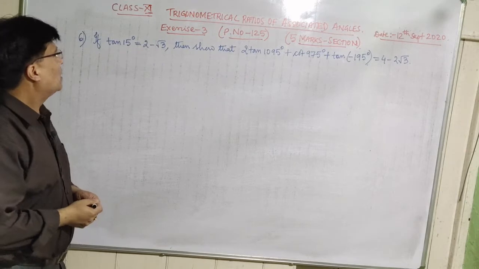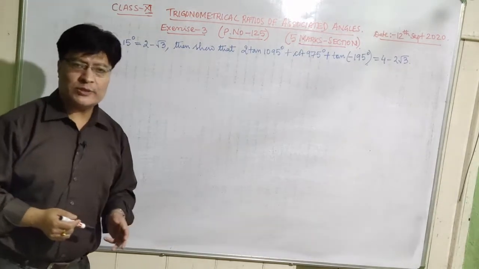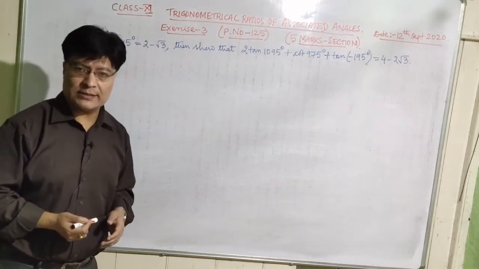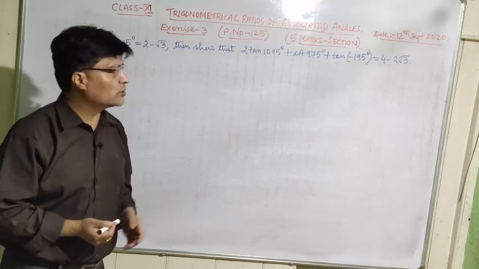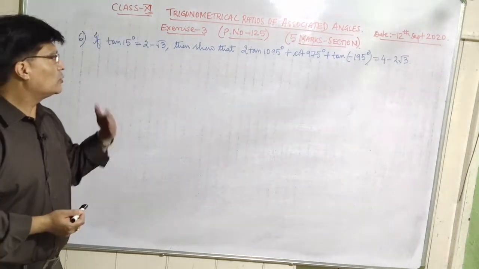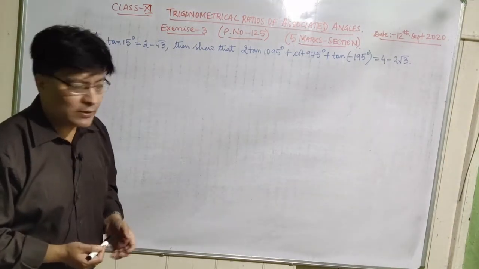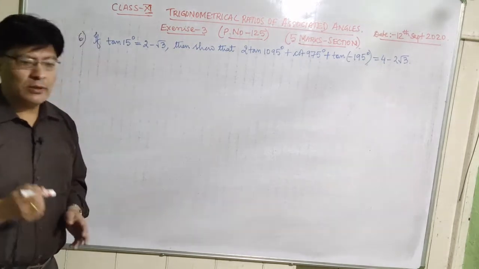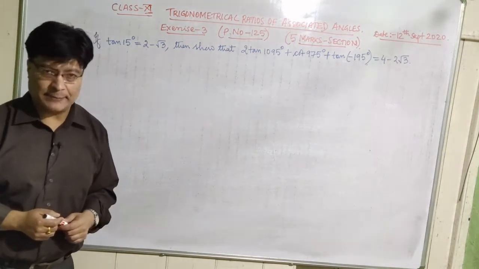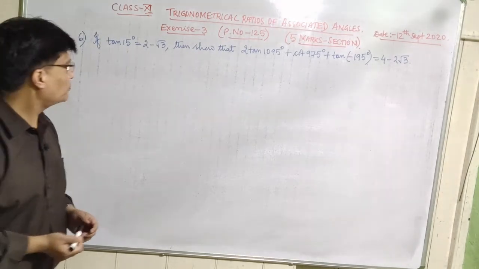So now I am doing class for class 11. Today is the continuation class of the same chapter that we were doing in the last online class, that is trigonometrical ratios of associated angles. We will do the same exercise, exercise 3, page number 125, 5 marks section from the book Higher Mathematics for class 11 by SND. So let's do question number 6 now.